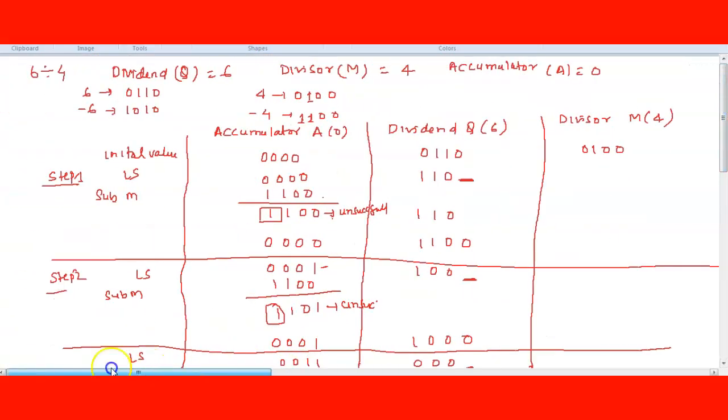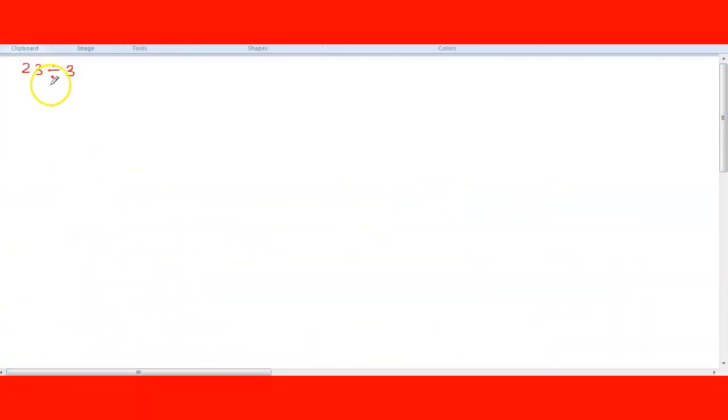We'll see some more examples. The next question is 23 divided by 3. So here the dividend Q is equal to 23, the divisor M is equal to 3, and the accumulator A is equal to 0 initially.